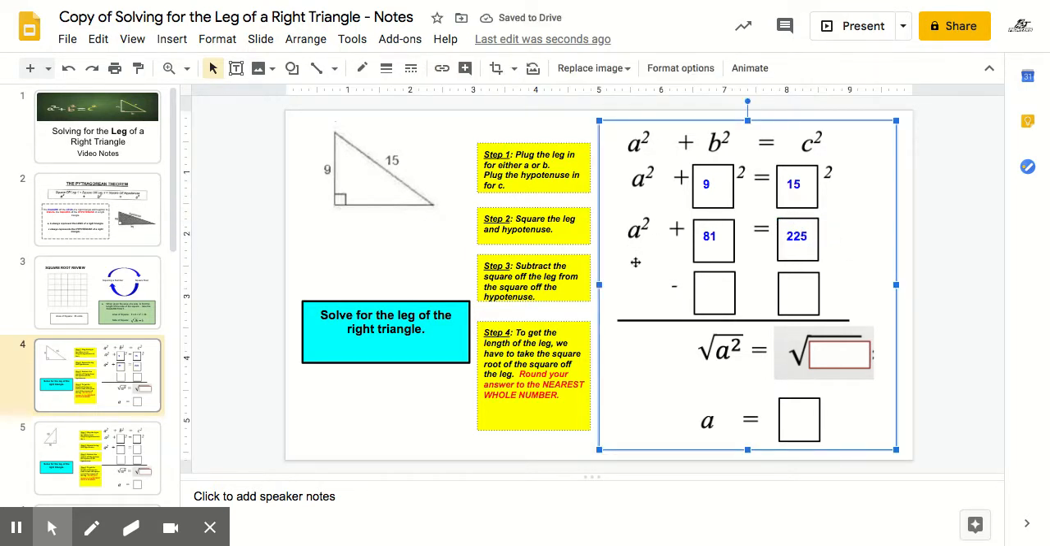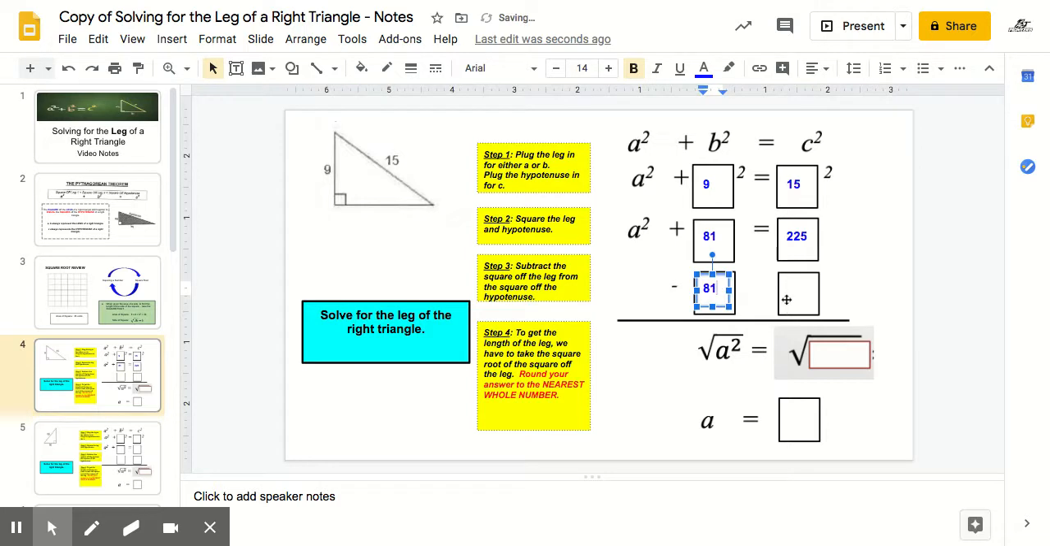Now, guys, look, we have a two-step equation here. We have a squared plus 81 is equal to 225. So our step 3 is to subtract the square of the leg, which is just 9 squared, which is 81. Subtract 81 from both sides of your equation.